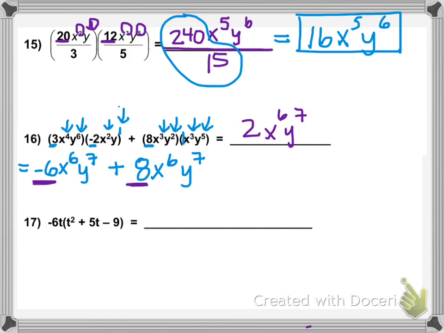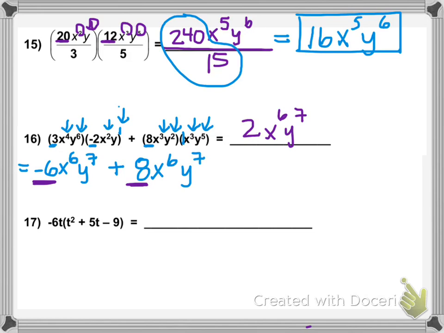Number 17, in this one we have parentheses, and we do have something in front, so we are going to be multiplying. We're going to be distributing that negative 6t times these three terms. Okay? You may want to write this out at first. Write down the three things that you'll be multiplying, or you might just want to do it in your head. Okay, so let's do this together. I'm going to back up my arrow so we can focus.